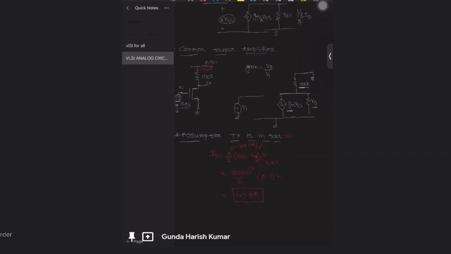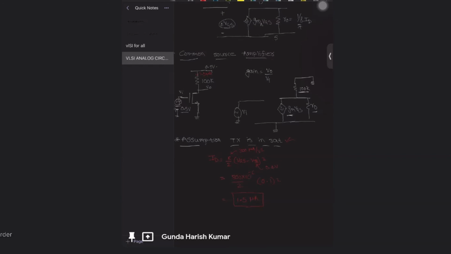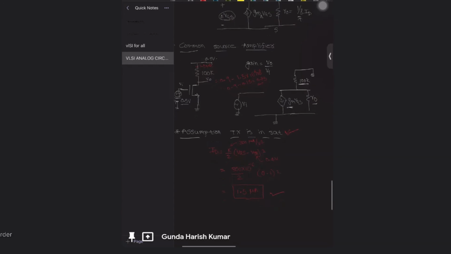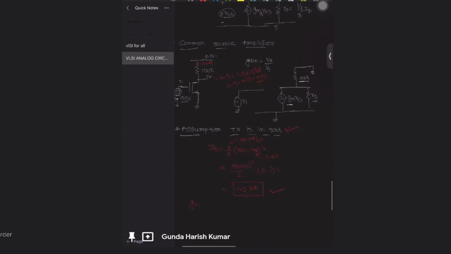Now I assumed that the transistor is in saturation. Whether it is in saturation or not, we can see here. V0 will be 0.9 minus 1.5 microamps into 100k, so 1.5 into 10 power minus 6 into 10 power 5. So 0.9 minus 0.15 is 0.75. VDS is greater than VGS minus VT, so it is in saturation. So my assumption is right, and this current of 1.5 microamps is right.